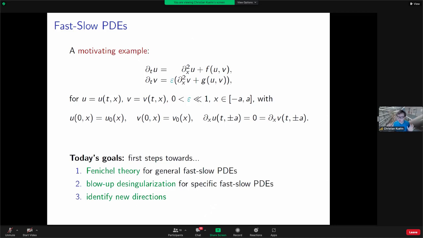This is a long-term program with a couple of people, and we already have seen a couple of talks yesterday, for example, Thomas's talk, and also to a certain extent Dirk's talk, where people are interested in developing this theory and bringing up new techniques to cover such systems. So the first part I will talk about will be how to do this sort of Fenichel theory for more general fast-slow PDEs than we were able to do previously. Second, I will give some comments on how to generalize the blow-up method. And third, I will talk for a few minutes about new directions that we are currently working on.